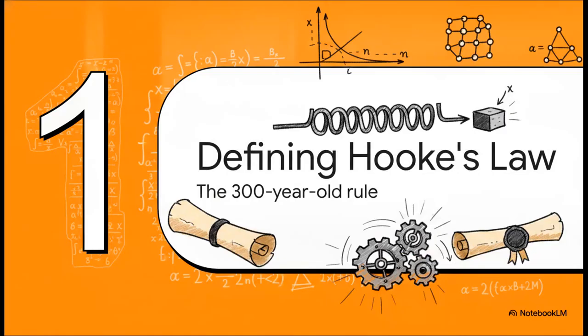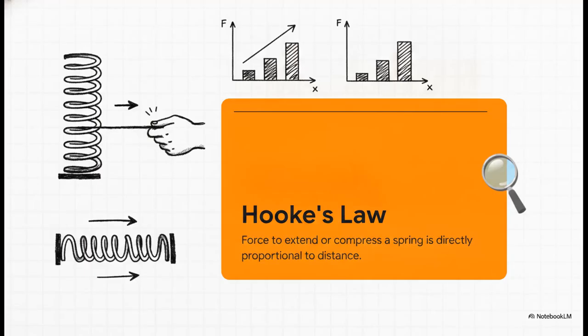To answer that, we need to look at Section 1, defining Hooke's law, the 300-year-old rule governing all of this. At its core, Hooke's law simply states that the force needed to extend or compress a spring is directly proportional to that distance. Basically, the law explains that springs naturally resist being stretched or squished. They just want to return to their resting state. And what's really beautiful about this is that the resistance isn't some random occurrence. It scales up completely linearly.